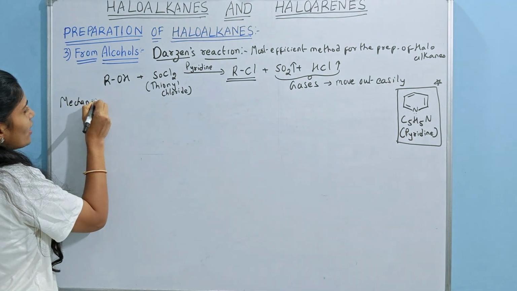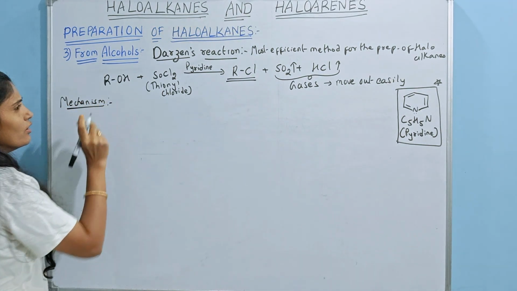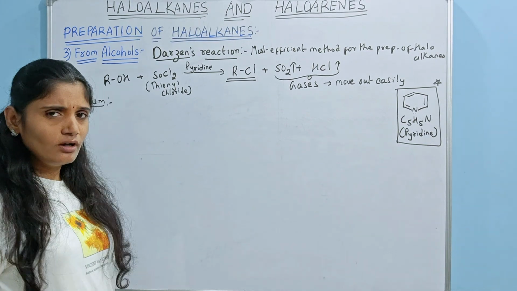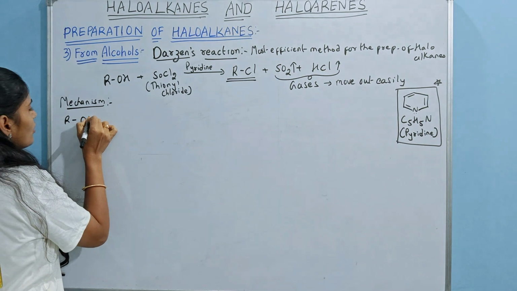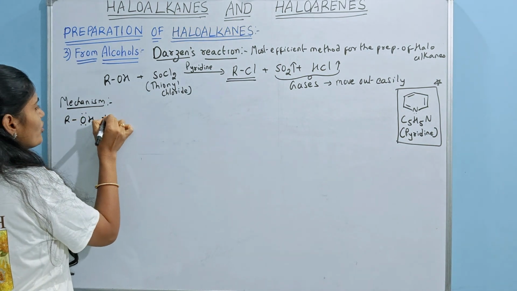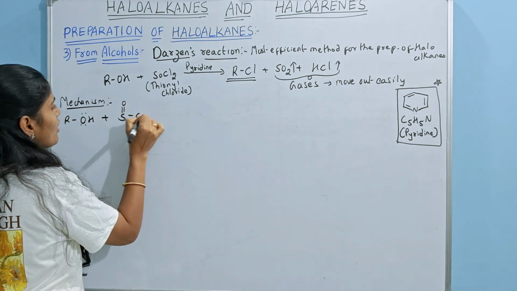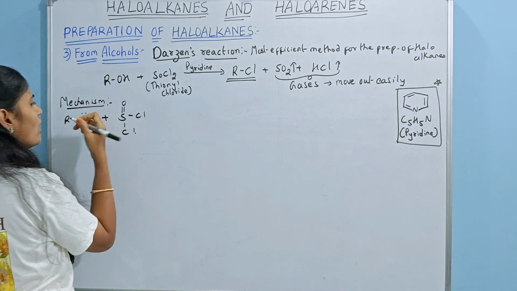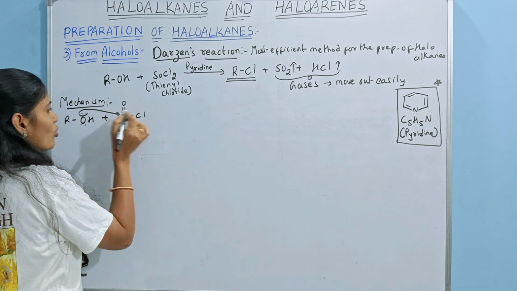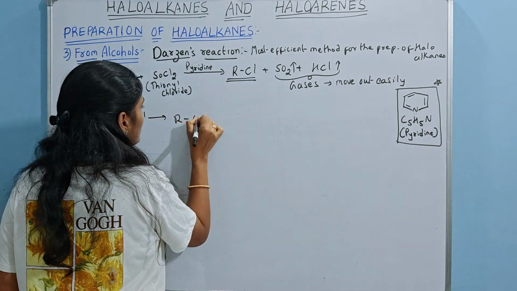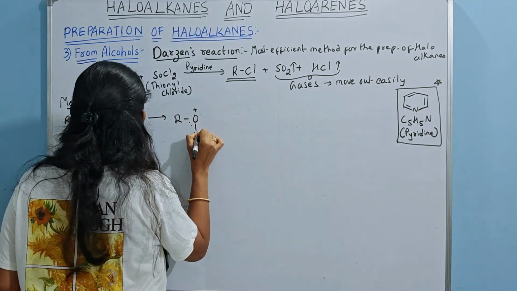Now, if you see the mechanism here, most of the steps are similar to before. Only there will be minor changes which I will be explaining. Alcohol oxygen with its lone pair of electrons attacks SOCl₂. This story is the same as before. Sulfur will try to take electrons from oxygen. Now, oxygen will get a positive charge here.